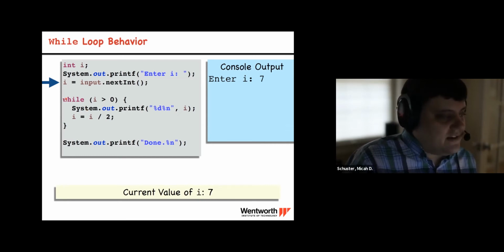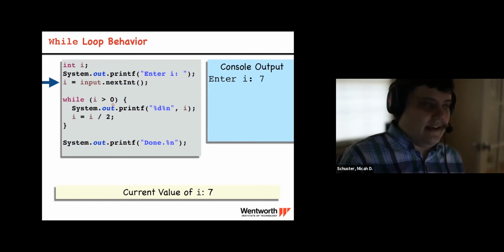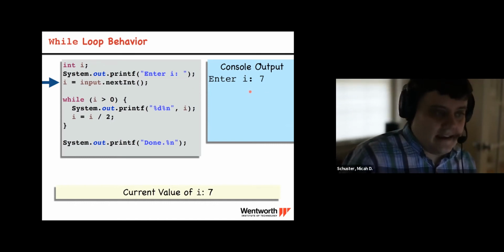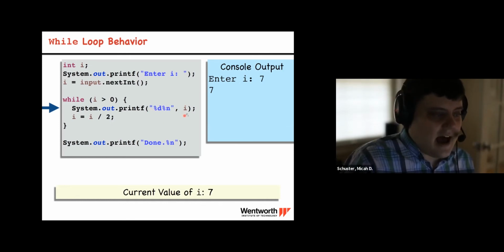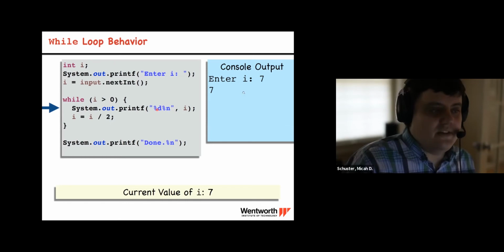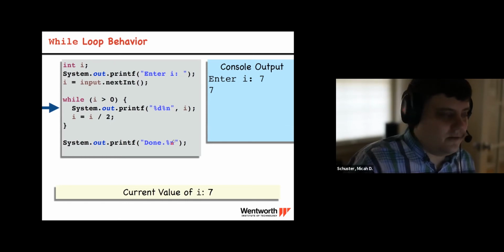So we see this while, we say while I is greater than 0. So is that true? Yes. I is 7. So we go into our loop. We print the first line. This just prints out the value I. So the %d prints out an int. I is an int, so that currently is the value of 7. So we get a 7 printed to the console.